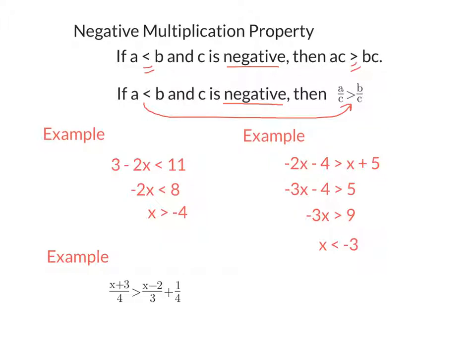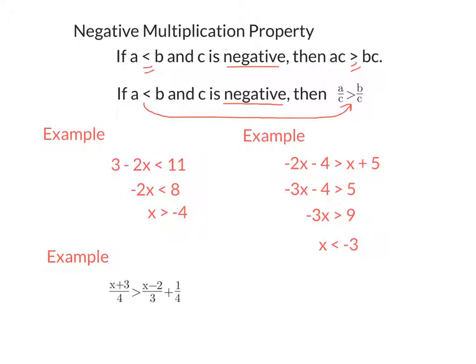So let's look at one last example involving fractions, okay? Now, let's say we've got this inequality. x plus 3 over 4 is greater than x minus 2 over 3 plus 1/4. Notice we've got 4, 3, 4 as denominators. In this case, we have to come up with the least common denominator. In this case, the least common denominator is going to be 4 times 3, or 12.